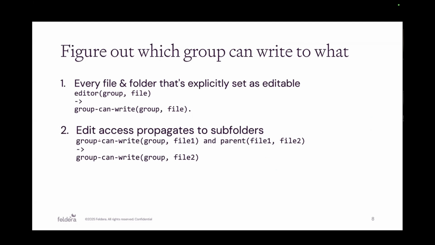The way we would write this as a rule would be: if a group can write file 1, and file 1 is a parent of file 2, then we can also write file 2, right? So that's fairly basic. Maybe one thing I need to mention is that we always say file here, but we use the Unix convention where files and folders are essentially the same thing. So you can substitute that with folder too.